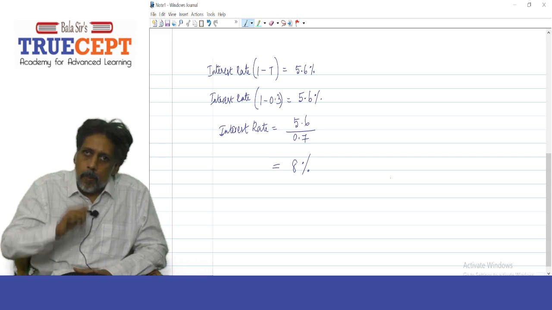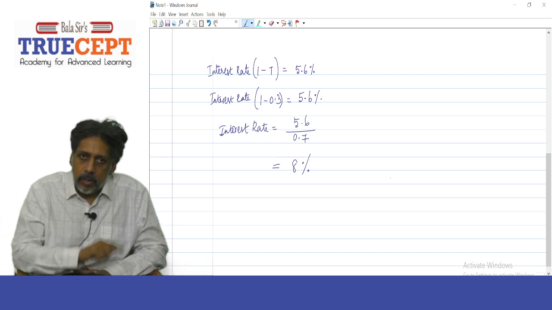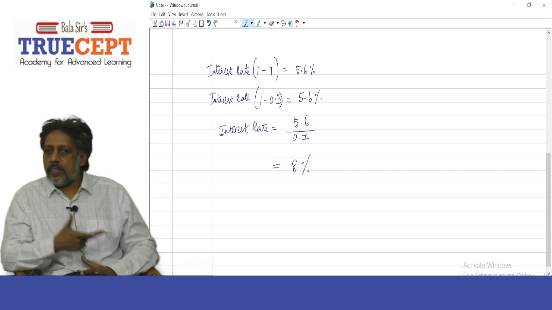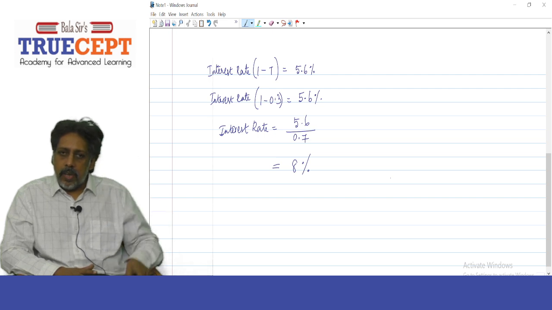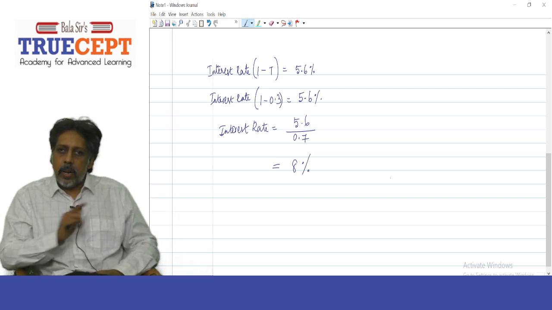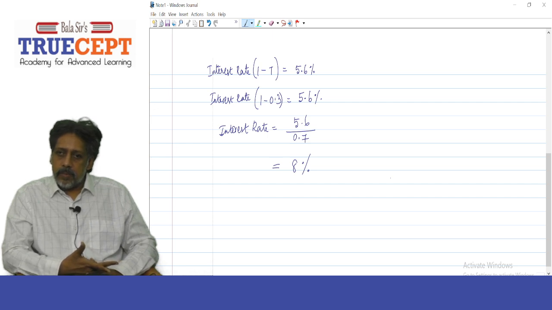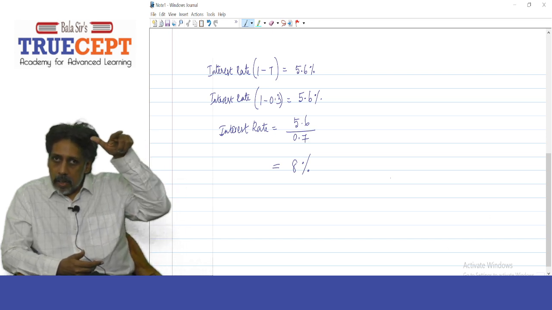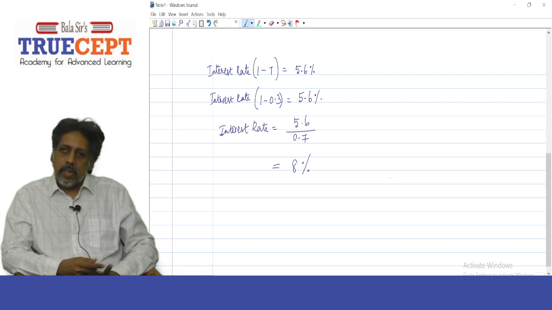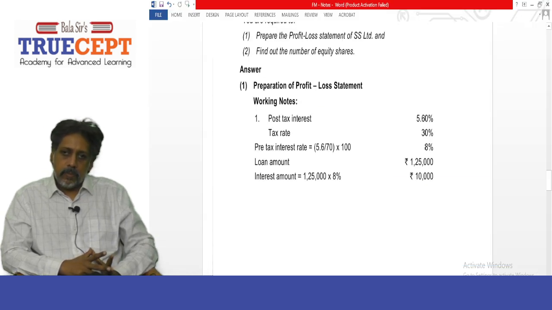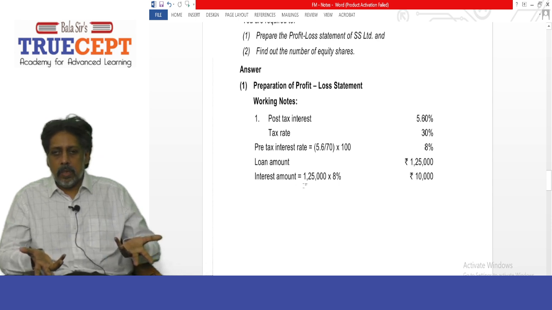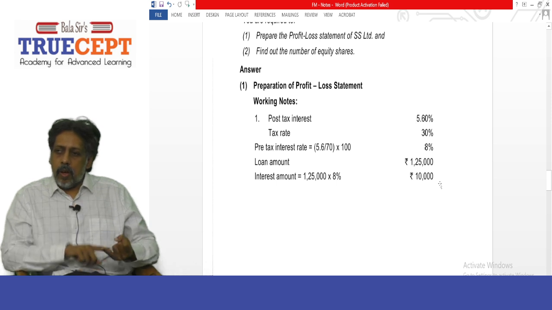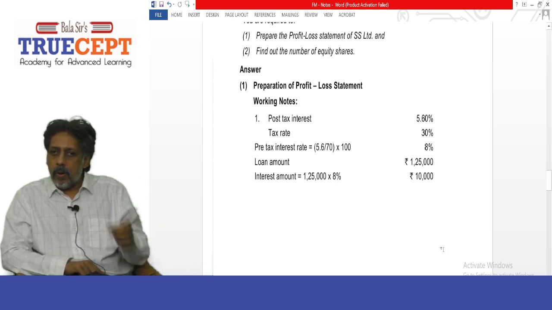Tax rate, which is 0.3, the 30%, close brackets, is equal to 5.6%. Or interest rate will be 5.6 divided by 0.7. So how much you get? 8%. And that is the interest rate on the loan amount. Next, working. Loan amount 1,25,000 and interest amount is 1,25,000 into 8 by 100, 8%. That is rupees 10,000. 10,000 is the amount of interest you actually pay on your loan.